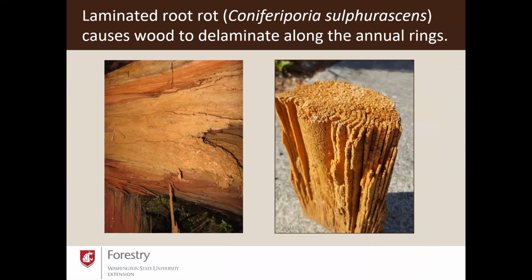It causes the wood to delaminate on the annual rings. So on the photo there on the right, we see a chunk of wood, and you can see how it's coming apart in sheets along the annual rings. And then here we see in the photo on the left, a tree that's broken off, and in the center here, we can see that decay, and it looks very soft, and it is sloughing off in sheets there from the delamination. We often joke that this ought to be called delaminated root rot, but laminated it remains.